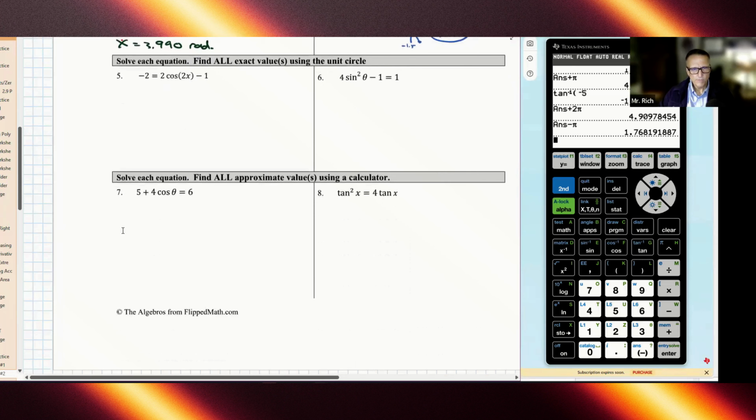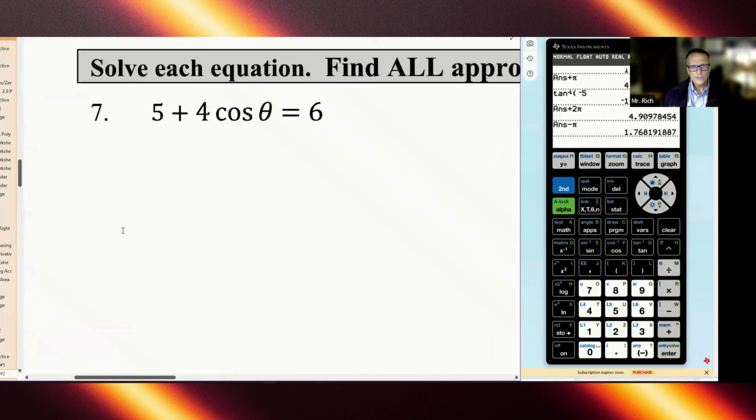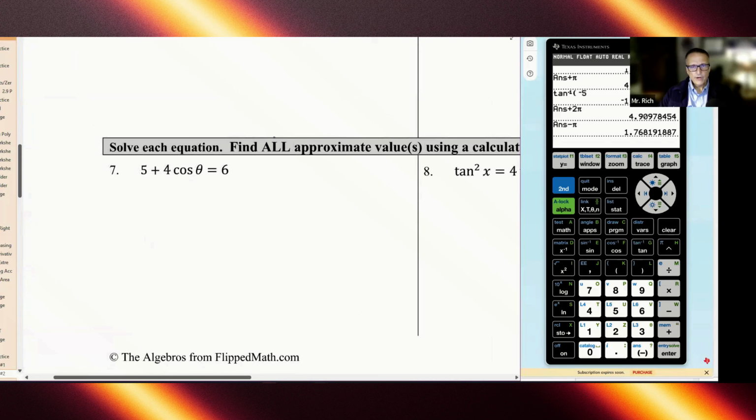I'm going to do number 7. It says find all approximate values using a calculator. So they are not restricting our solutions to be between 0 and 2 pi. And you may say, well, how could you list an infinite number? Well, I'm going to show you. I can still give an answer that represents all answers, an infinite number of answers. And I want to show you how that works.